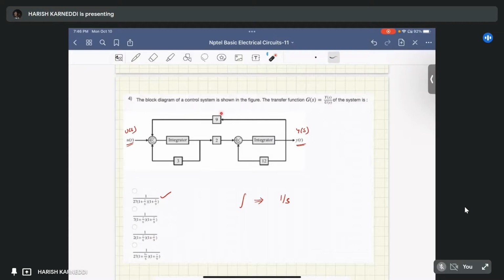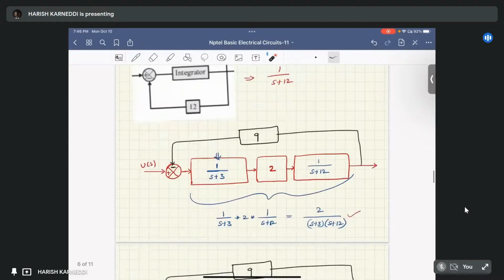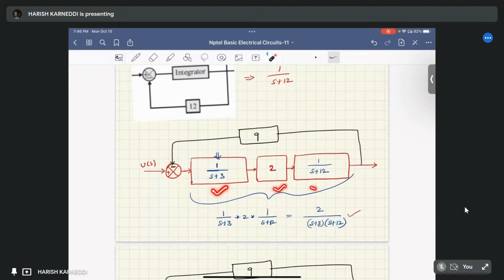If you go directly to reduce this block, it is not possible. Why? Because here there is one loop and here there is one feedback path. So you cannot directly reduce this first feedback path. That's why we choose to reduce this feedback path and this feedback path. Then the whole gain of the system is one closed loop and the whole gain comes as another gain like this. There are three gains and no feedback paths in between, so we can simply multiply these gains.